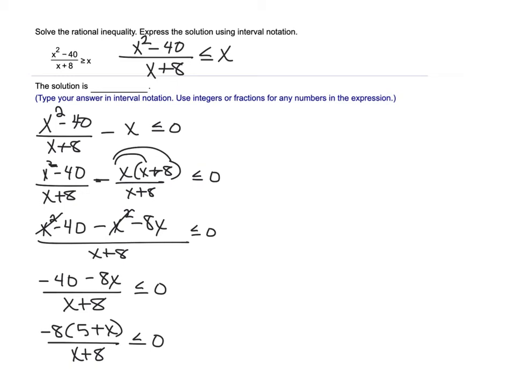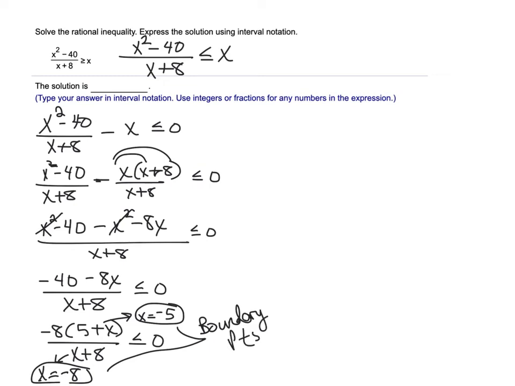All right, so now we can find our boundary points. Now remember, the boundary points with a fraction is you have to set the top equal to 0. The negative 8 is just a constant, so it has nothing to do with it. But to find your boundary point at the top, if you set that equal to 0, you would get x equals negative 5. I'm going to circle that. And in the bottom, if you set that equal to 0, you would get x equals negative 8. Okay, those are my two boundary points.